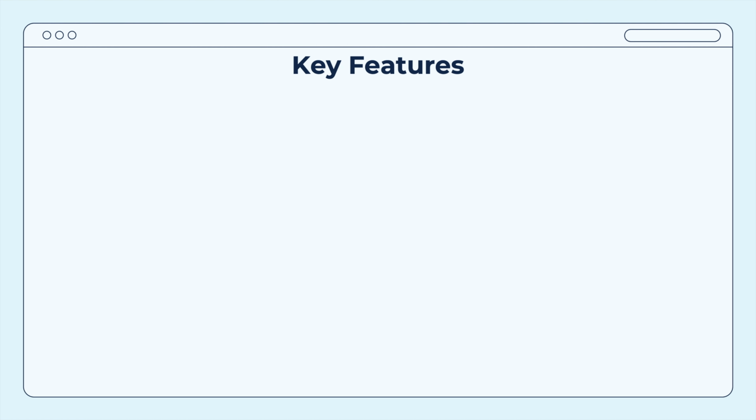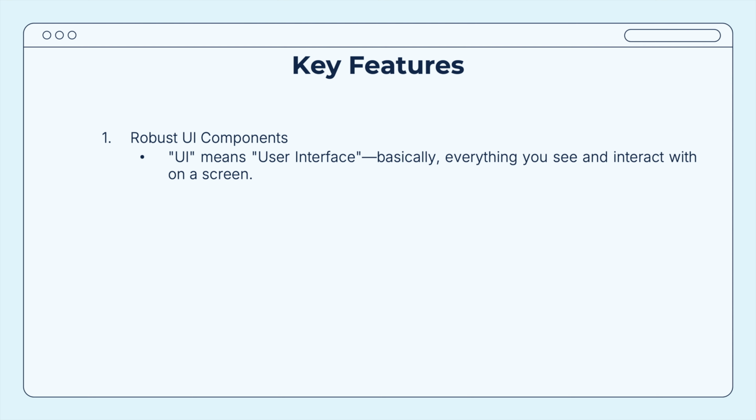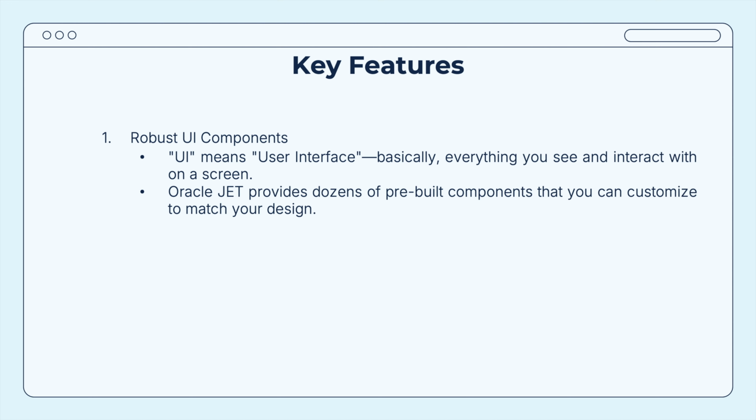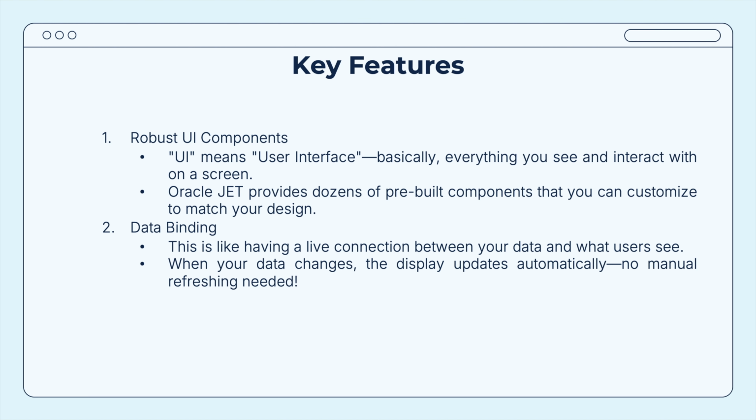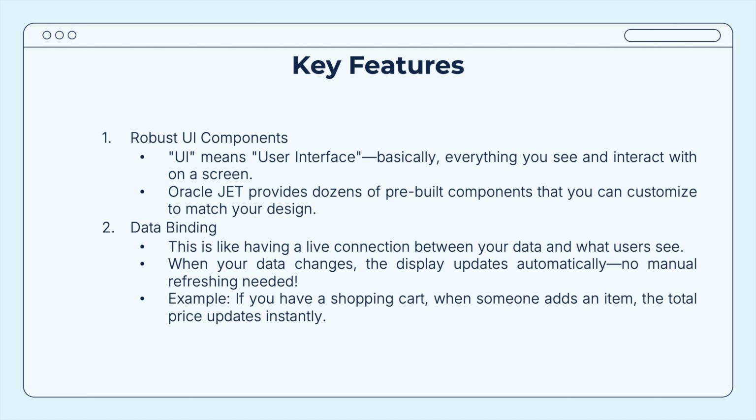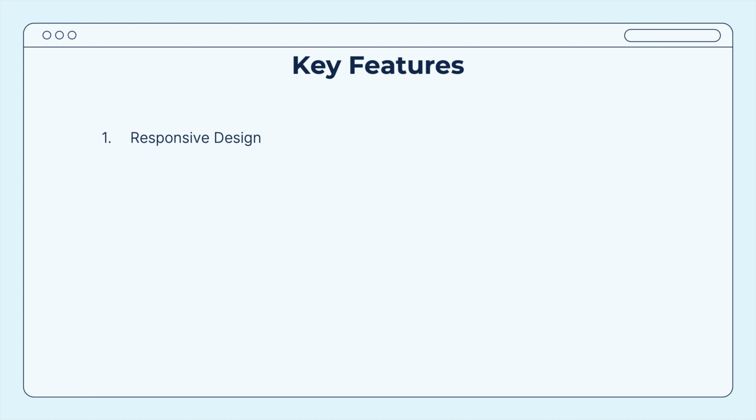Key features explained simply. Robust UI components. UI means user interface, basically everything you see and interact with on a screen. Oracle JET provides dozens of pre-built components that you can customize to match your design. Data binding. This is like having a live connection between your data and what users see. When your data changes, the display updates automatically, no manual refreshing needed. Example, if you have a shopping cart, when someone adds an item, the total price updates instantly.